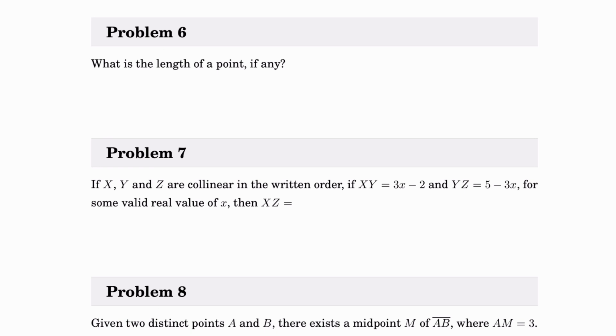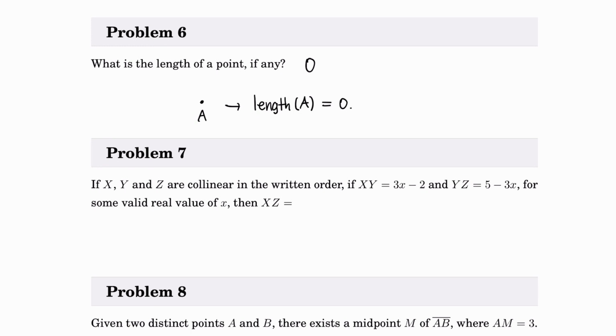Problem number 6. What is the length of a point, if any? Draw a dot, call it A. Of course, there's no length associated to this particular point, so if we were to say there's a length, then we've got to say 0. So we can usually say the length of a dot would be 0.